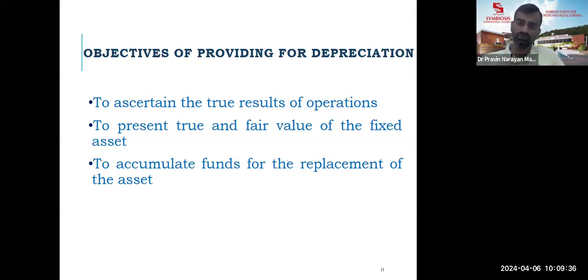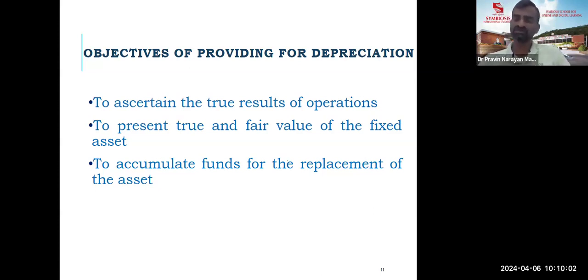So we have to arrive at the true result of the business. We have to provide the depreciation. We have to understand the present true and fair value of that particular fixed asset. We have to provide depreciation. We have to accumulate the funds for the replacement of that asset. Suppose we have purchased one equipment, a CT scan equipment.